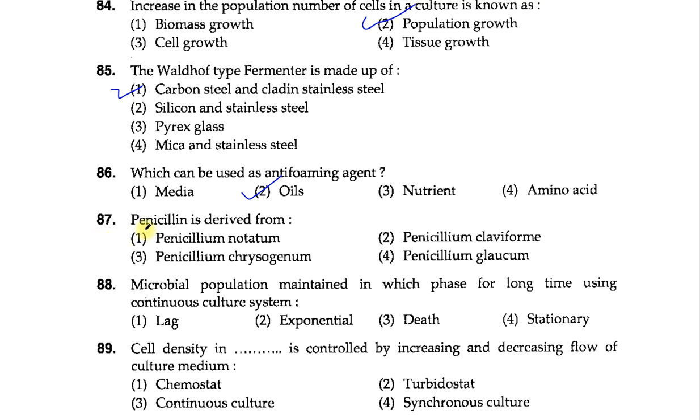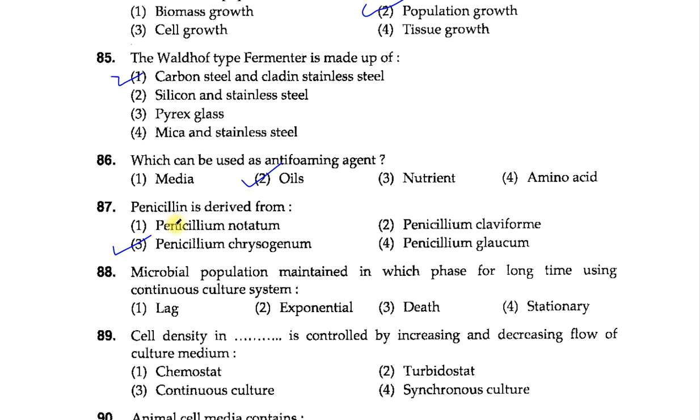Question number 87. Penicillin is derived from 1. Penicillium notatum, 2. Penicillium claviforme, 3. Penicillium tyrosinogenum, 4. Penicillium glaucum. The option 3, Penicillium tyrosinogenum, is the correct one.